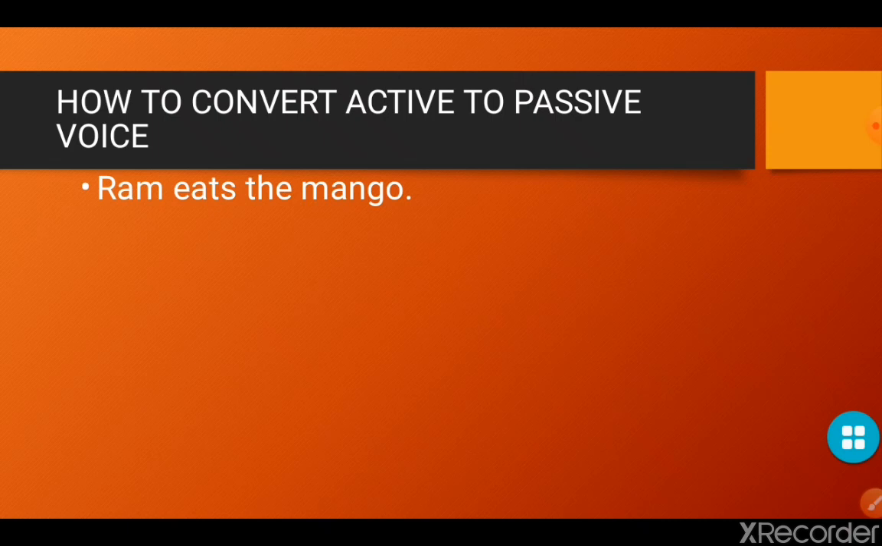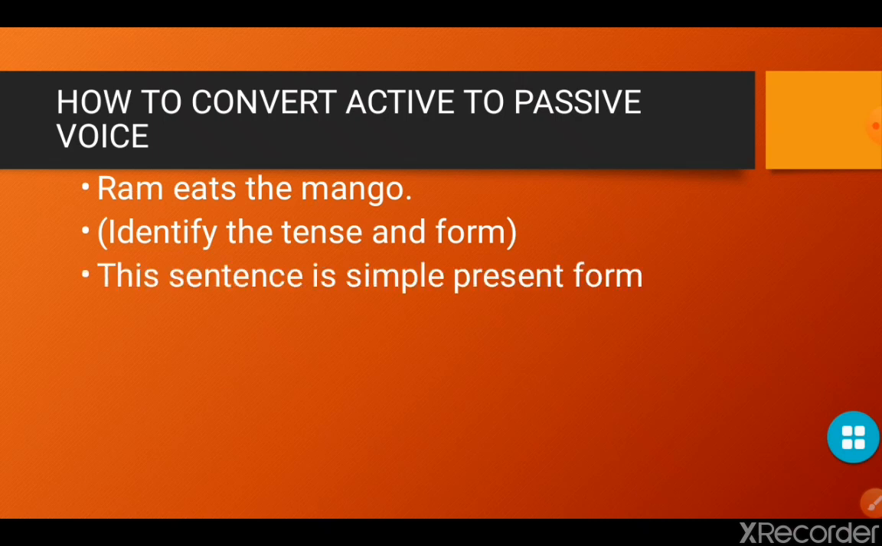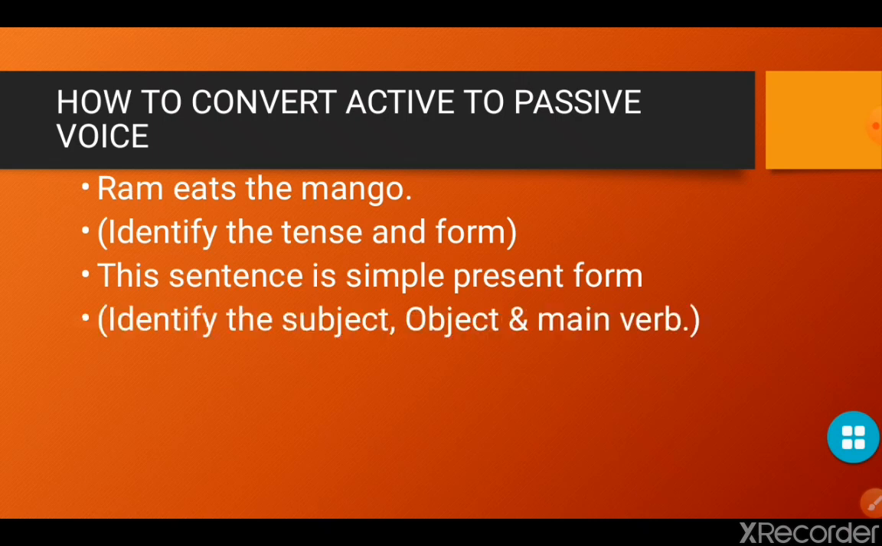First of all, we have to identify in which tense form this sentence is. So tell me, this sentence is in which tense form? This sentence is in simple present tense form. Okay. Another thing we have to identify, what? In this sentence, who is the subject, who is the object, and what is the main verb. These three things we have to identify. So let's identify.